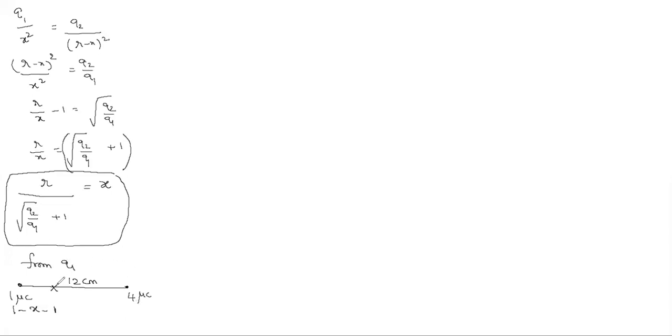If I ask what is the distance from the 4 microcoulomb charge, you can take it as x and take the 1 microcoulomb as Q1. Then you will get 12 divided by root of 4 by 1 plus 1, that is 12 by 2 plus 1, which is 12 by 3, so 4 centimeters. Directly you are getting the answer. Already you told 12 minus 8 is 4. So you got the same answers.